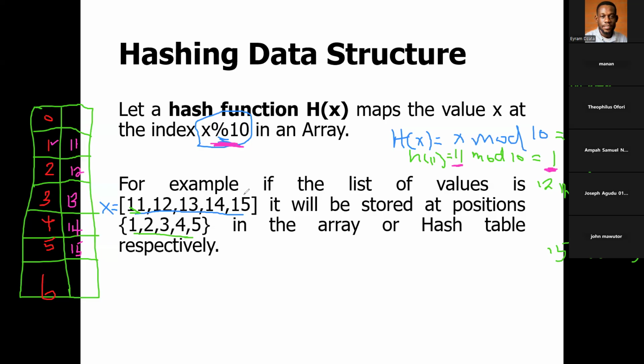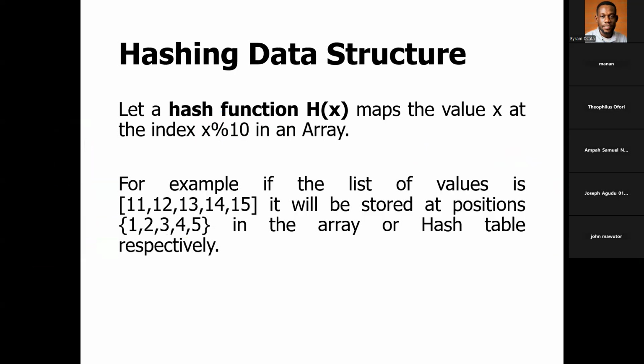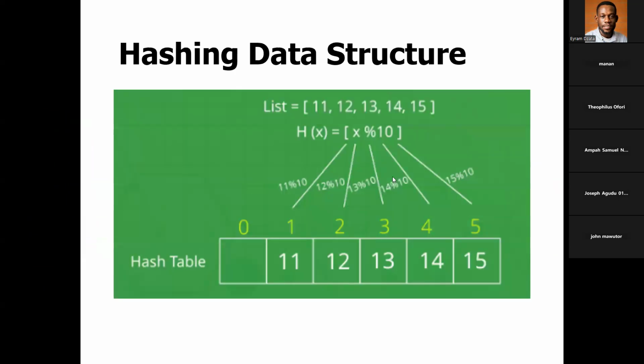So we find the mod of all the values x, and that will indicate where they should be stored inside the list. All right, sir. Okay. So basically this is the explanation to it. So 11, 12, 13, 14, 15. We take h of x, mod 10 of each of x. Okay, so mod 10 of each of them. And then that shows us the position they occupy or they are going to be stored in our hash table.